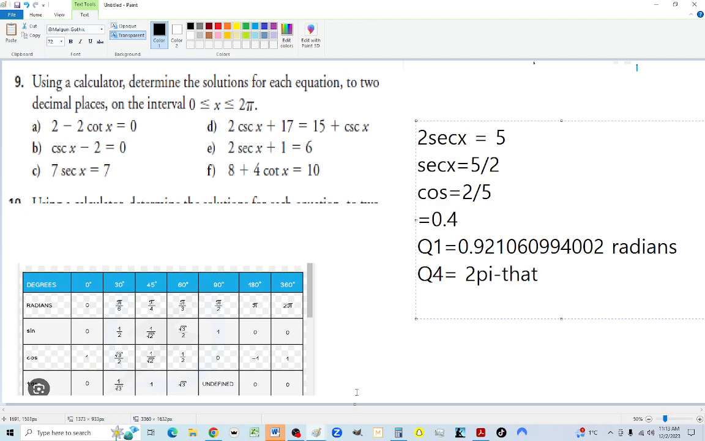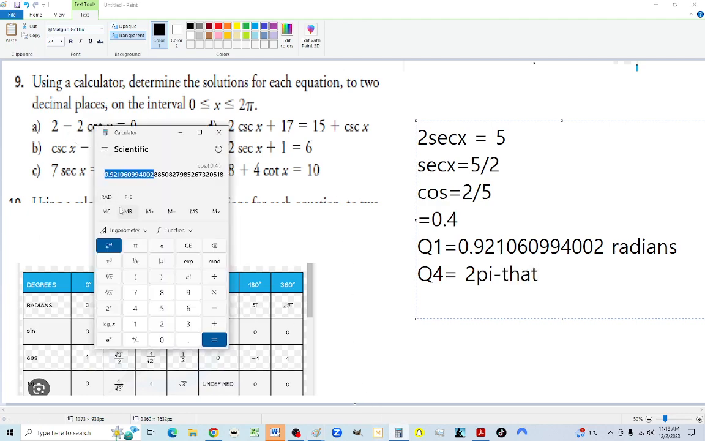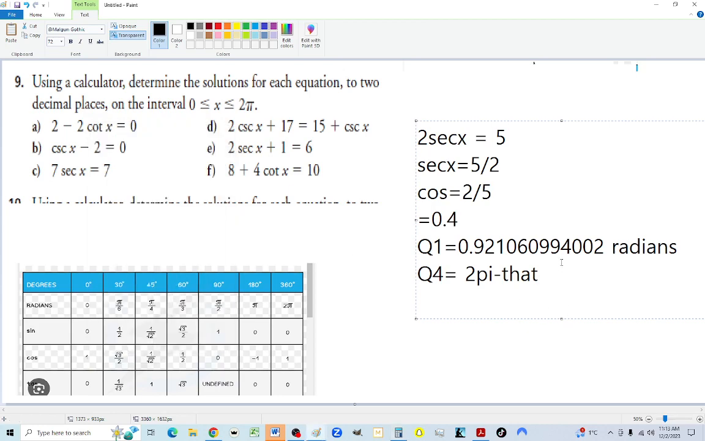So we take this, we clear our memory, we put it in memory, and we hit 2 times pi, and we subtract that. And we get this many radians. Now keep in mind they wanted it to 2 decimal places, so it's that, and it's that, and radians. If for some reason they wanted it in pi radians, you just divide it by pi.